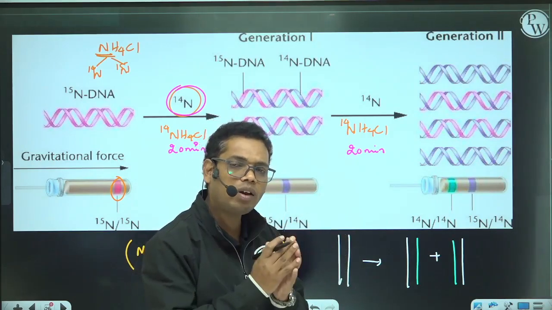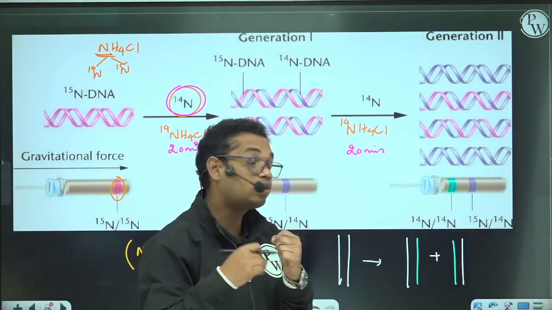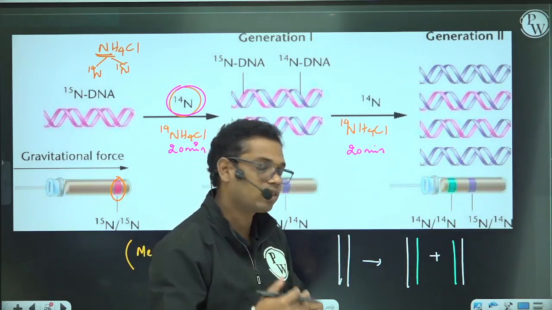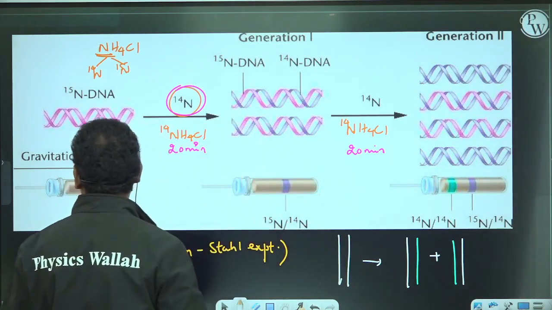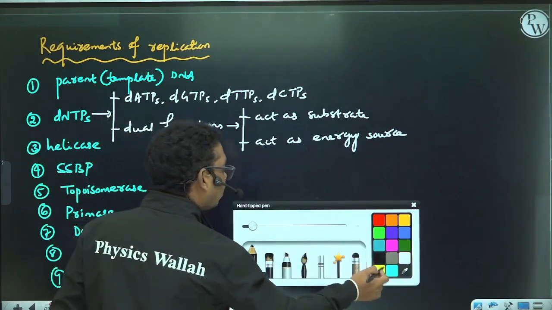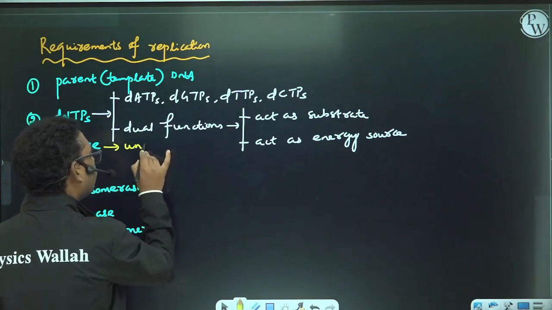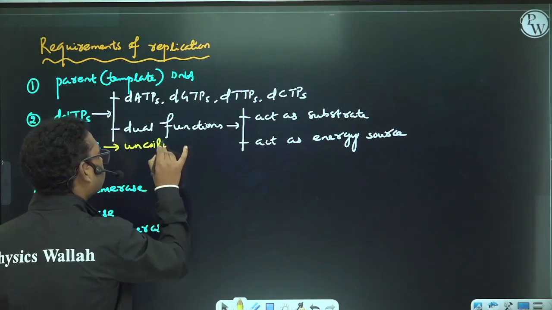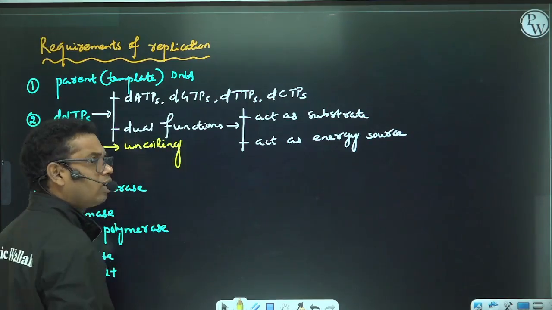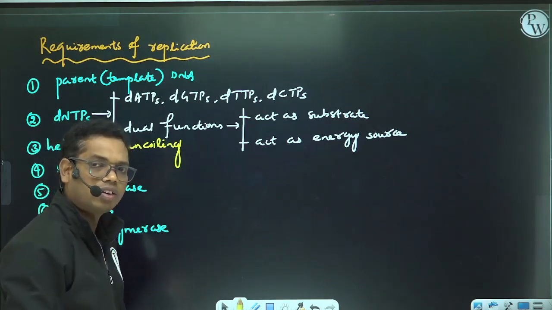And to open or uncoil a small segment of DNA, which will further allow DNA replication, requires the helicase enzyme. And what does the helicase enzyme do? It causes the uncoiling of DNA. Or I can say denaturation of DNA.